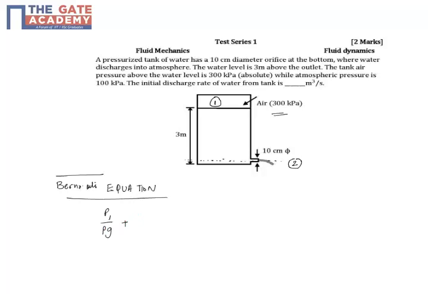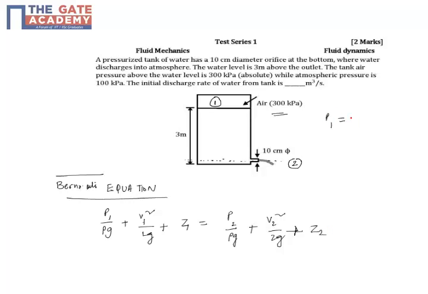Before writing the Bernoulli equation, you have to fix this datum as well as point number 1 and point number 2, because you are applying it at 2 points. And the datum is needed because you need to calculate this potential head. Z1 and Z2 are the heights of those reference points 1 and 2 from the datum. So that's why these three things are required. And now I write down these equations.